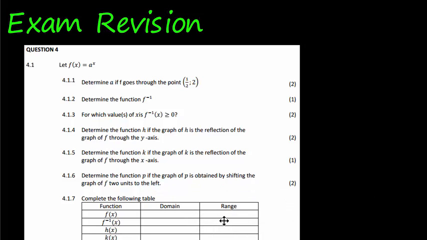Okay, so let's look at the revision for question 4. It was really not a difficult question except for question 4.2, but we'll look at that. First, they were given that f of x is equal to a to the power of x, and then they ask us to determine a if f goes through a given point on the graph. Did you get that one right?